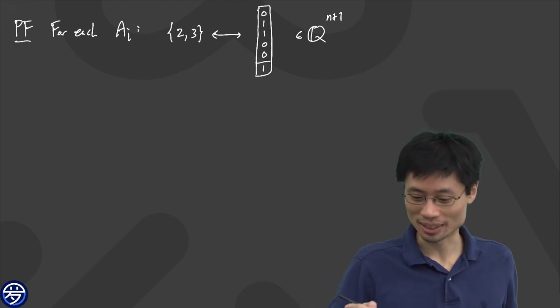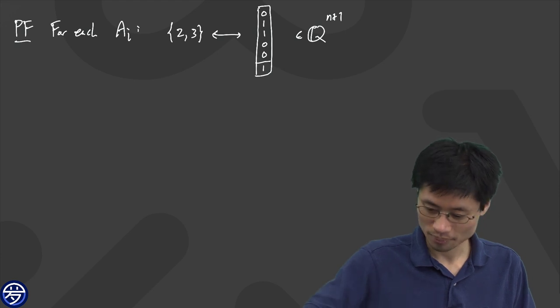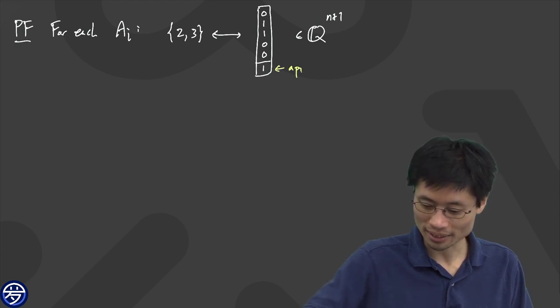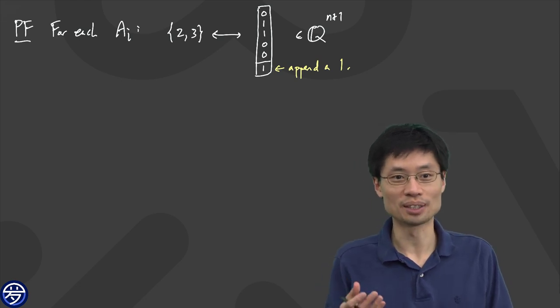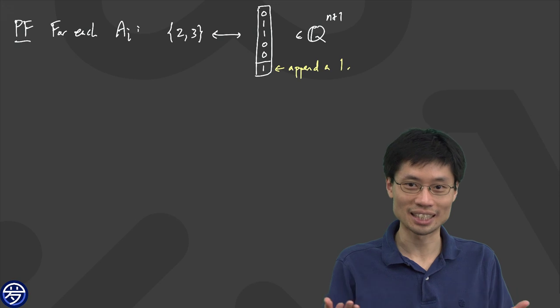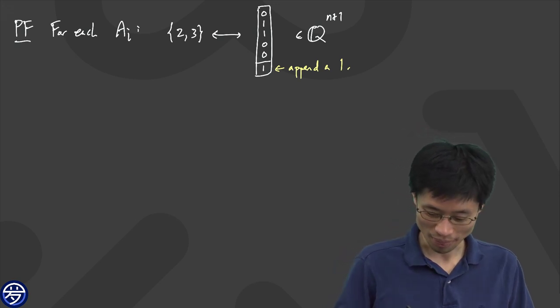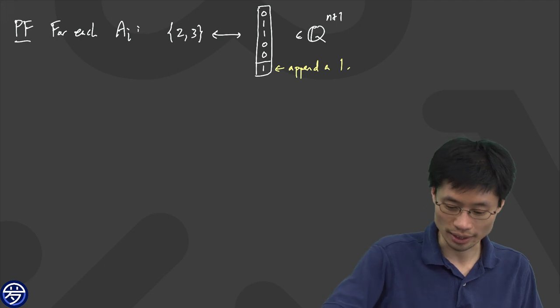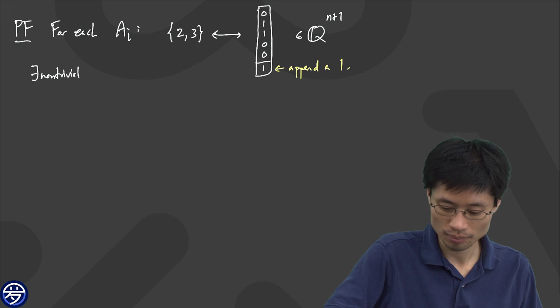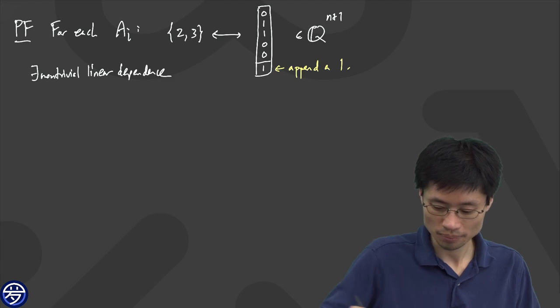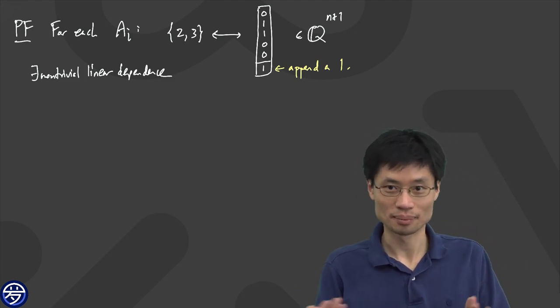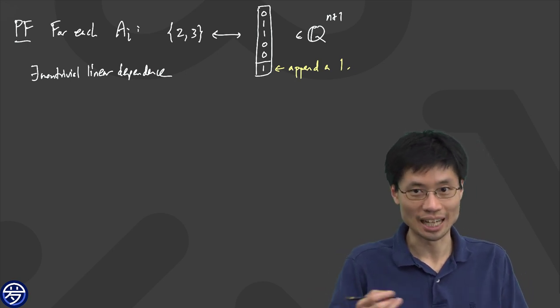Okay, so what did we do? We just simply stuck an extra 1. Append a 1. Why is this interesting? Well, first of all, we would know that there's going to be a non-trivial linear dependence. So we can write that down and hope that something interesting comes out. So there exists a non-trivial linear dependence, and it's going to be with some coefficients CI.